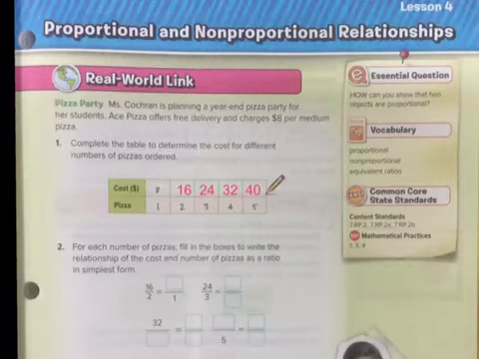And there you have it. As you can see, it increases by 8 every time. 8 times 1 is 8, 8 times 2 is 16, 8 times 3 is 24, 8 times 4 is 32, and 8 times 5 is 40. So the cost of 5 medium pizzas will be $40.